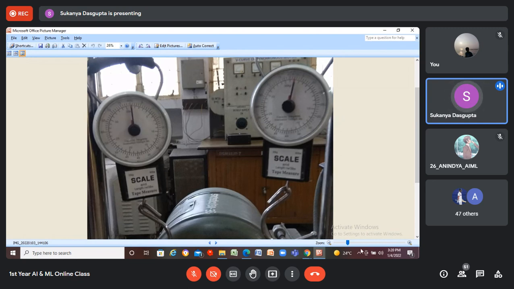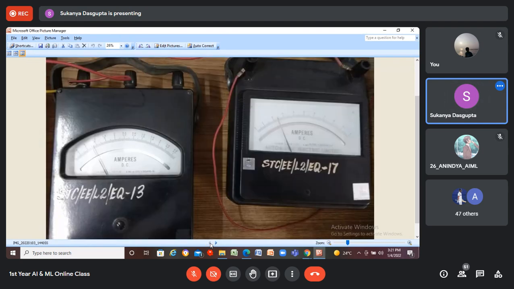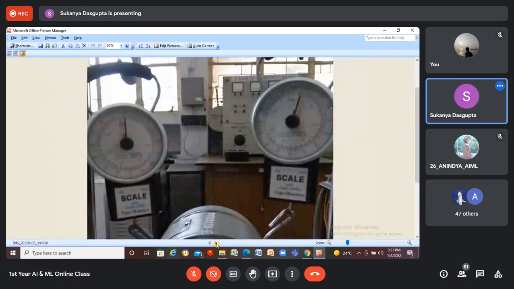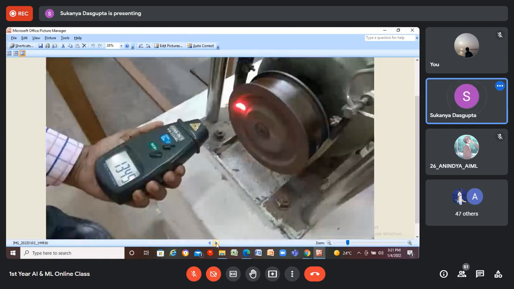And at this situation, what is the speed? This is the value of the speed, 1401 RPM, right? And the supply voltage will be fixed.